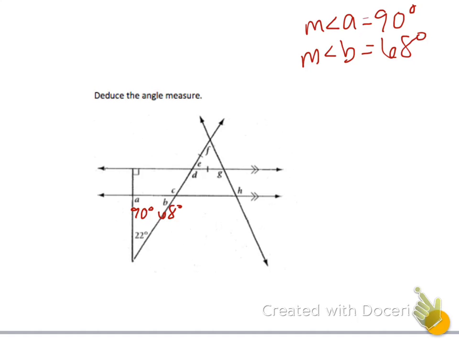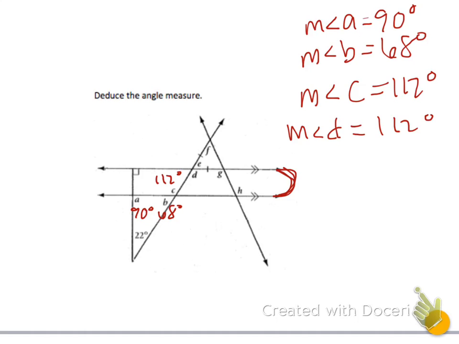Angle C and angle B create a 180 degree angle. So I could take 180 minus 68 to find the measure of angle C. So 180 minus 68 is 112 degrees. Okay, and we have these parallel lines again. So C and D are alternate interior angles, which means they are the same. So the measure of angle D is 112 degrees.